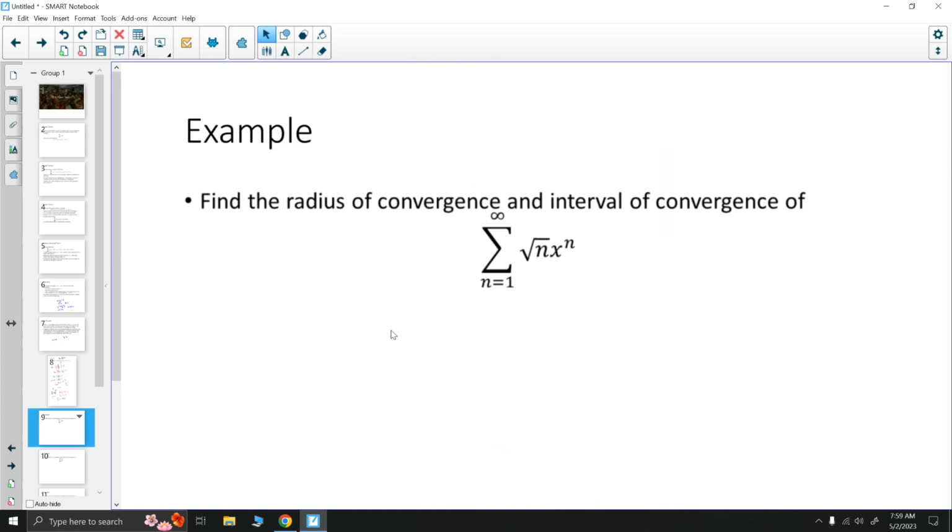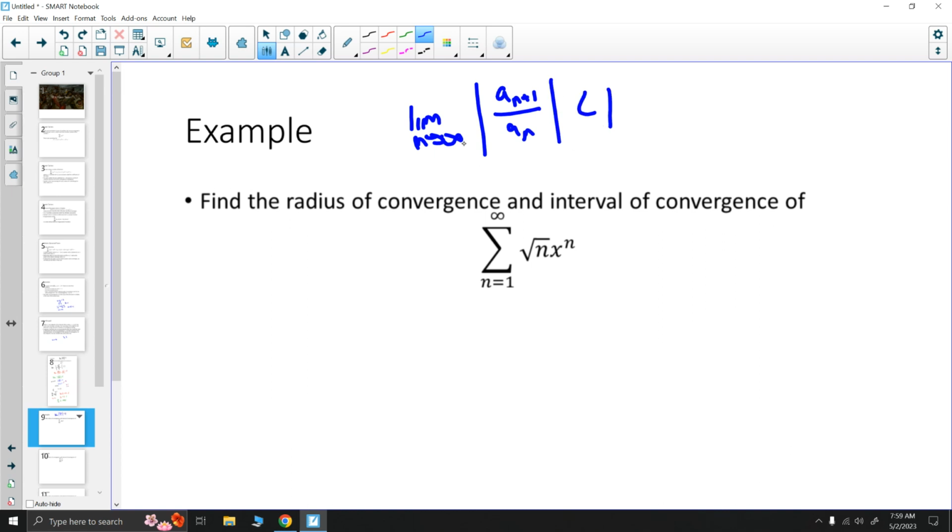All right, let's take a look at another one. Find the radius of convergence and interval of convergence of the sum of square root n times x to the n from 1 to infinity. Okay, so we're going to jump into the same thing. Again, this is the limit as n approaches infinity of the absolute value of a sub n plus 1 over a sub n. And we have to show for what values of x this will be less than 1. That's what we want to show.